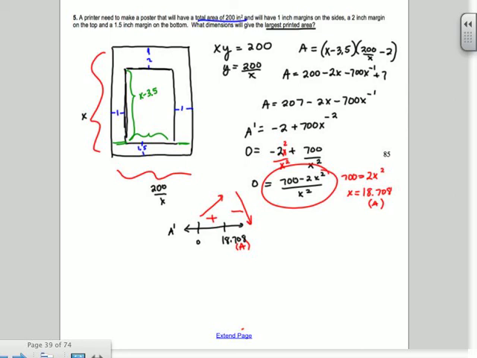All right, so x equals 18.708. That's one of the dimensions, and it's in inches. And then for the other one, you need to do 200 divided by that number. So 200 divided by A. So you get 10.690.